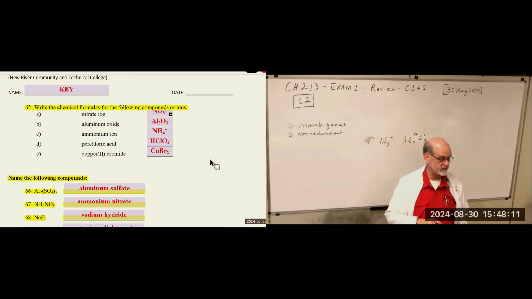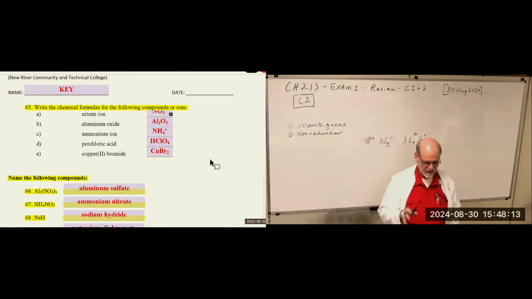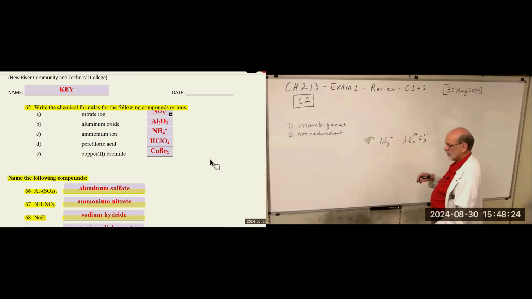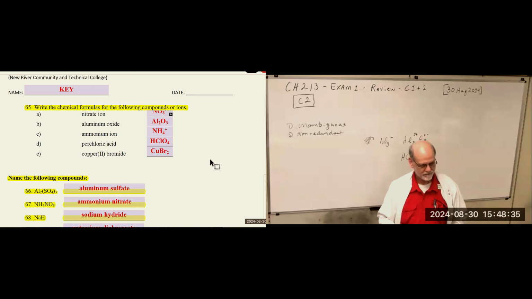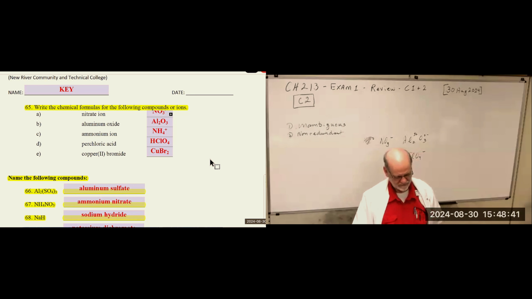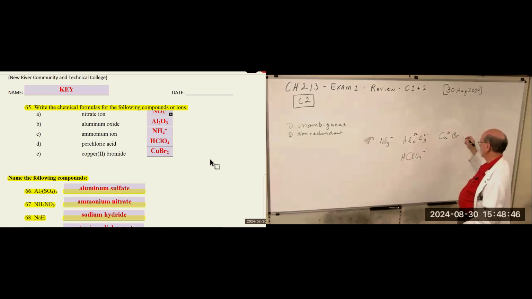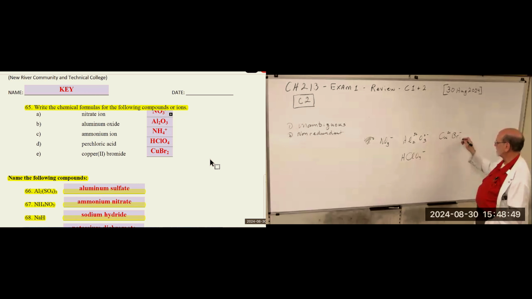Ammonium ion, NH4+. That's the only positively charged polyatomic ion in our list, ammonium. Perchloric acid. Here we work from what is perchlorate? ClO4-. Make it an acid. That's perchloric acid. ATE becomes IC. Copper 2 bromide. So copper has a 2+ charge. Bromine is a halogen with a -1 charge. So we need 2 of them.